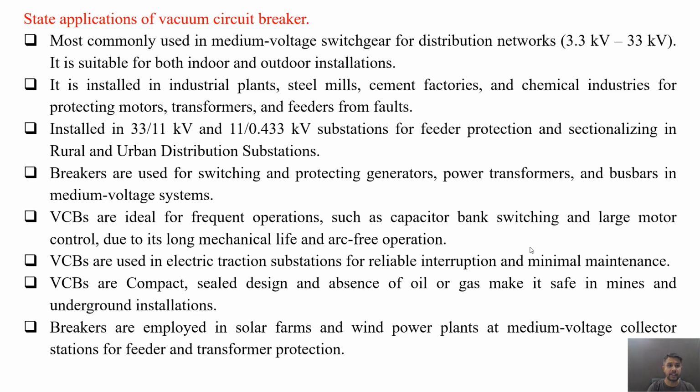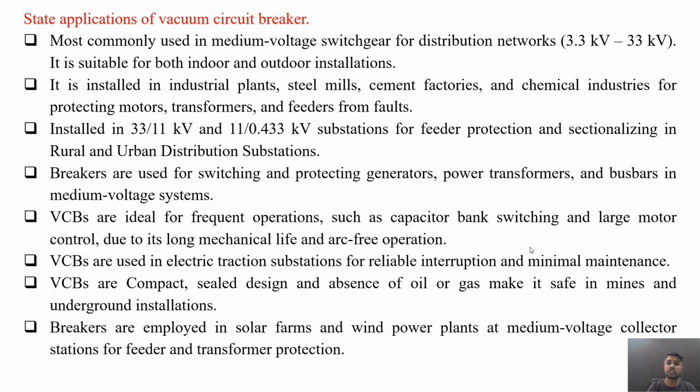Applications of vacuum circuit breaker. Most commonly used in medium voltage switchgear for distribution networks, that is for 3.3 kV to 33 kV. It is suitable for both indoor and outdoor type installations. It is installed in industrial plants, steel mills, cement factories, and chemical industries for protecting motors, transformers, and feeders from faults. Now, it is installed in 33/11 kV or 11/0.433 kV substations for feeder protection and sectionalizing in rural and urban distribution substations.